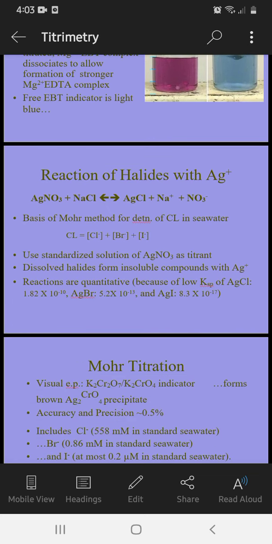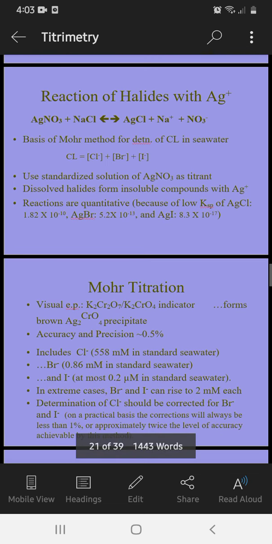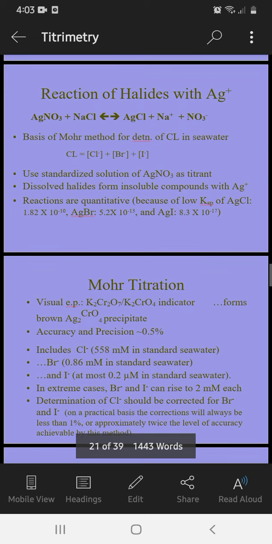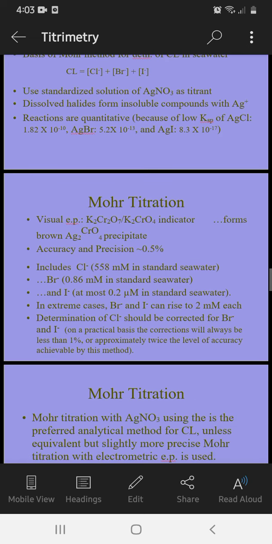Reaction of halides with Ag+: AgNO3 + NaCl gives AgCl + Na+ + NO3-. Mohr method for the determination of chlorine in seawater. Cl total is equal to Cl- plus Br- plus I-. Use a standardized solution of AgNO3 as titrant. Dissolve halides from insoluble compounds with Ag+.